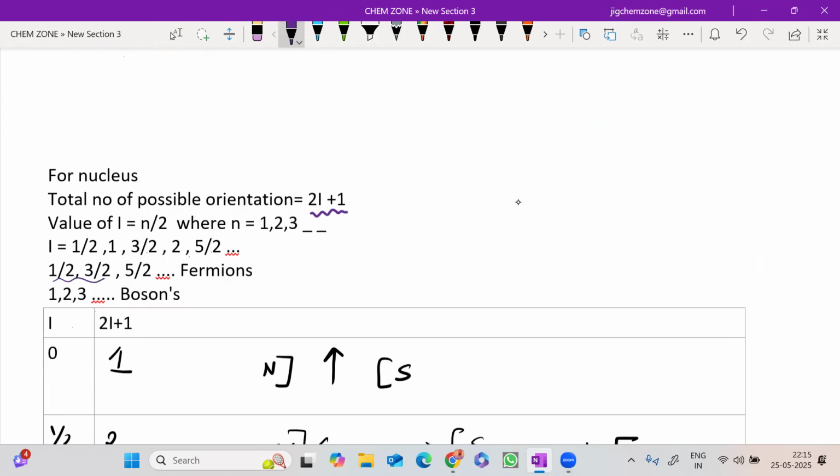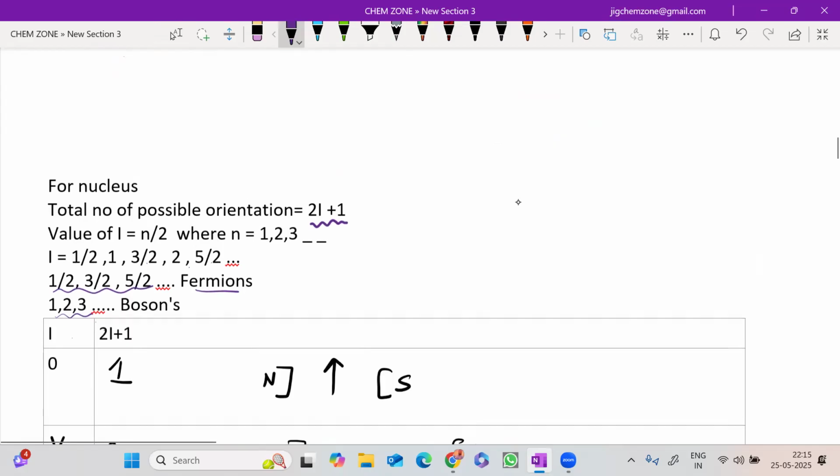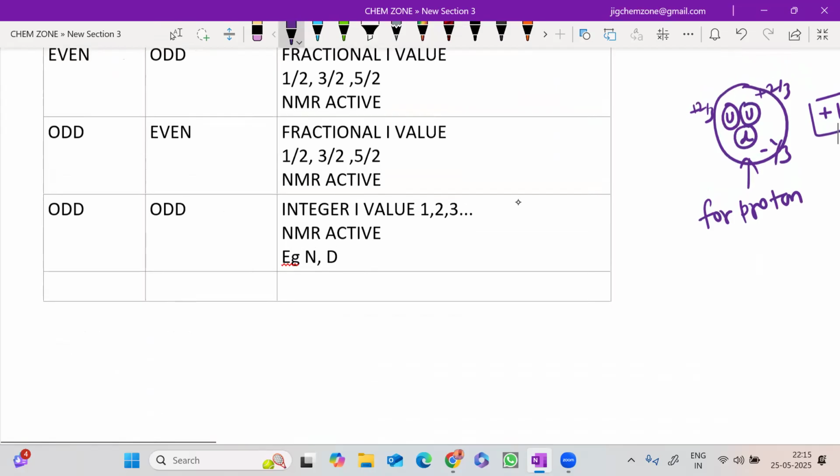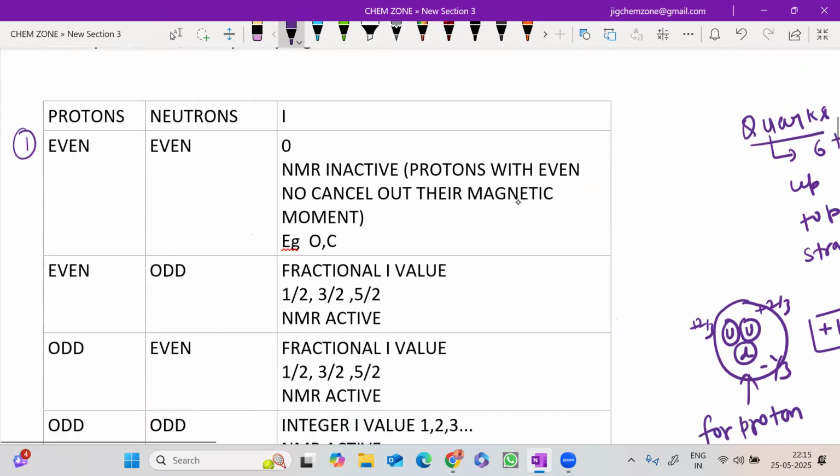Now those that have fractional values are known as fermions. Those that have integer values are known as bosons. Correct? So even protons, even neutrons, such nuclei are NMR inactive because the I value for them is 0, or they have 0 orientation, or they will not orient. Examples of such nuclei are oxygen and carbon.